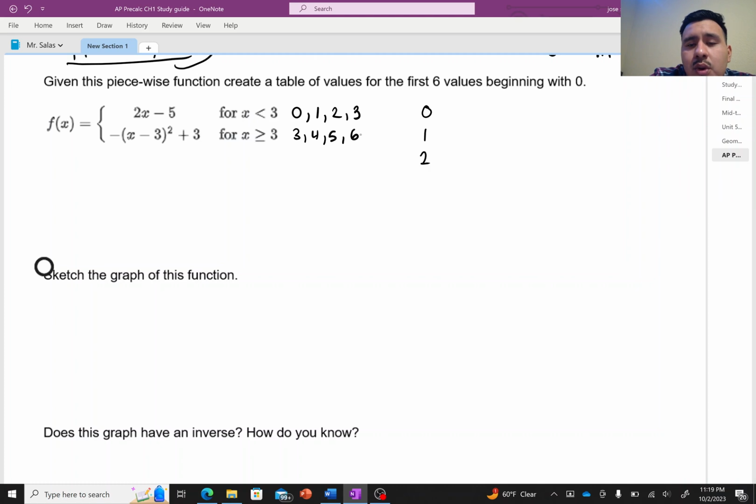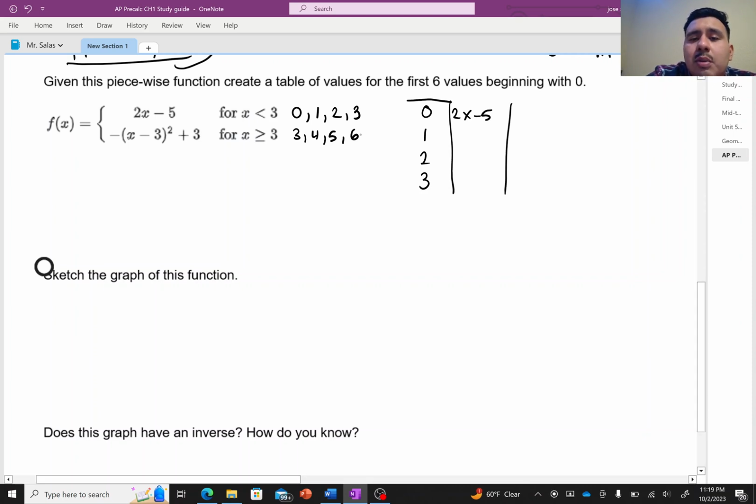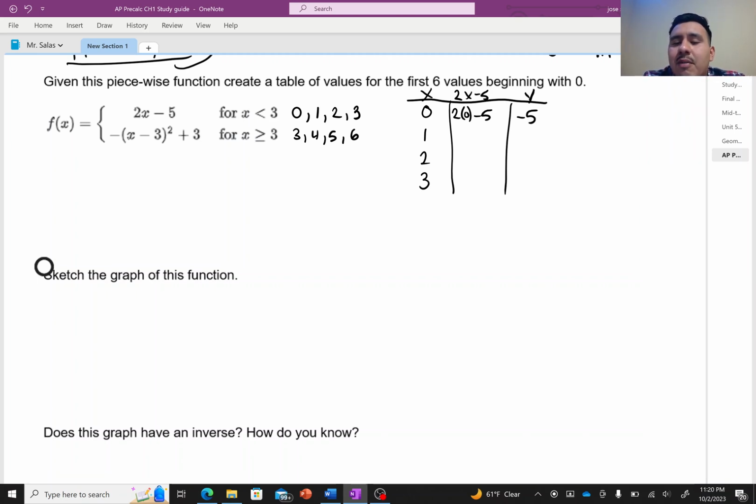0, 1, 2, 3. And the equation that we're using is 2x minus 5. And then here's going to be our y values. So this would be our x. This would be our original equation. And then this would be our y values, okay? So instead of writing an x, we're going to go ahead and put a 0. So 2 times 0 is 0 minus 5 gives me negative 5.